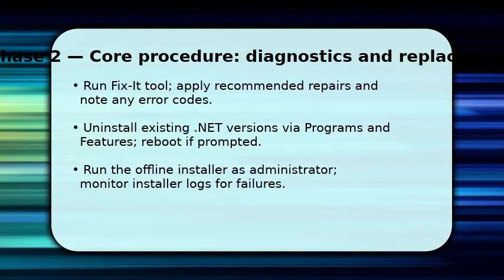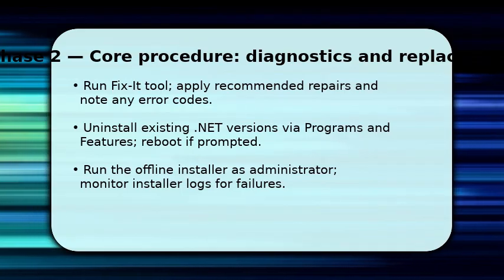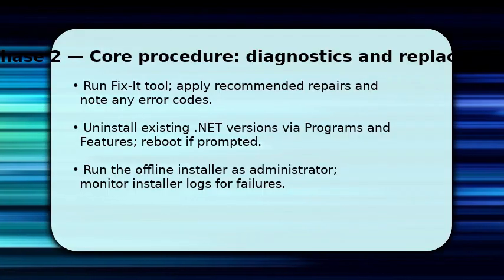You run the Fix-It tool first to clear common component store and registry issues. This resolves many repairable errors automatically. After that, uninstall problematic .NET versions from Programs and Features and reboot when prompted to clear locked files.